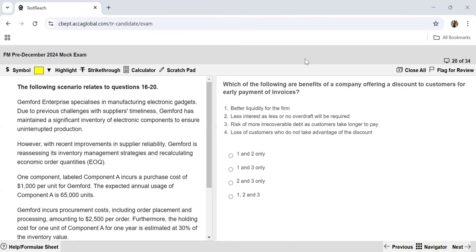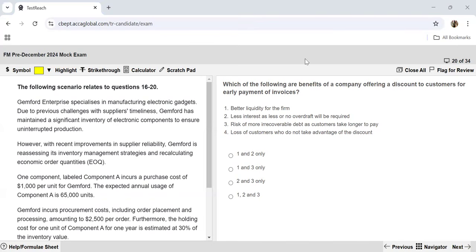Moving to the next one. Less interest as less or no overdraft will be required. This is also absolutely correct. If you receive money quickly from your customers, you're going to be able to pay whoever you have to. So you don't have to take a lot of overdraft from the bank, and you do not have to pay a lot of interest because you have cash available with you. So 1 and 2 are correct so far.